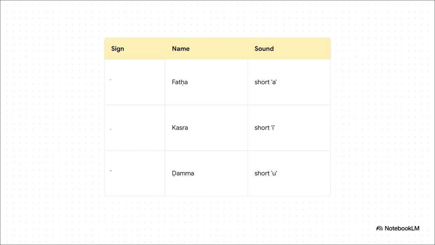So this chart here breaks down the big three for us. You've got the fatha. That's the little dash above the letter, which gives you a short A sound. Then there's the kasra, the dash that goes below the letter for a short I sound. And of course, the one we were just looking for, the dhamma, that little comma-looking thing on top that makes the short oo sound. Easy, right?